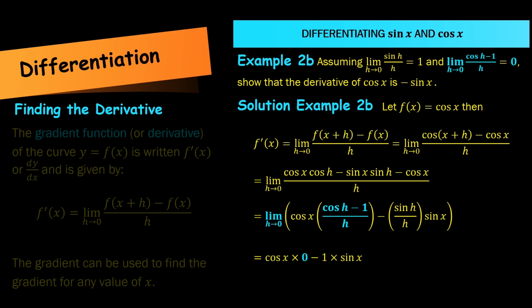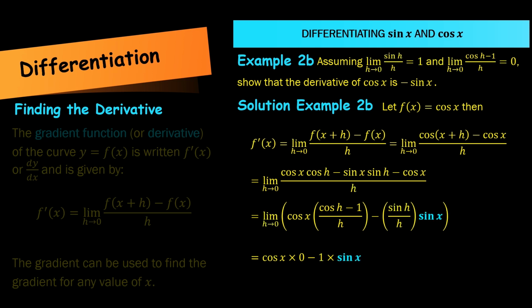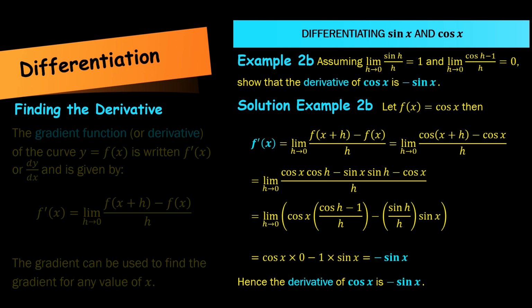We have the limit as h tends to 0 of (cos h minus 1) all over h is equal to 0. We have the limit as h tends to 0 of sin h over h equal to 1 as shown. And we have sin x as it is in the formula. Tidying up this expression gives us that this is equal to minus sin x. And therefore, the derivative of cos x is minus sin x.